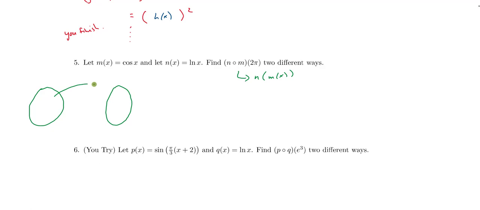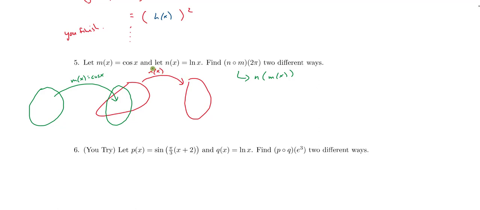So we've got this cosine function, which is going to take an input value and map it over to some output value. Then we've got this natural log function, which has its own special domain, and it's going to map to its particular range values. So this will be our n of x function. So let's go through this.